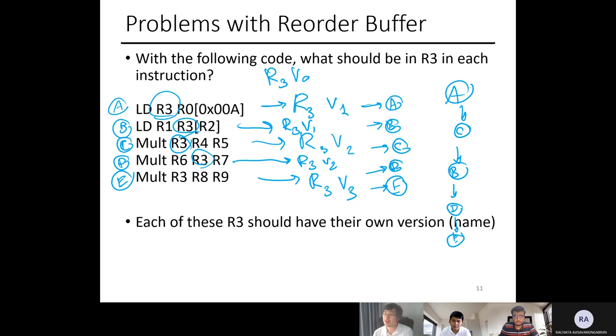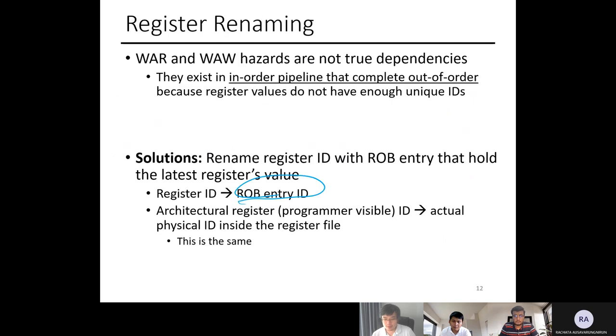So it means that R3 version 1 can be obtained from whatever instruction A is generating. R3 version 2 can be obtained from whatever instruction C is doing, right? So then we can rename the register ID with the reorder buffer entry ID. And the actual register, the one that the programmer sees, stays the same, I don't care, right? But if someone used R3 in your actual register ID, you need to make sure that it is not valid, because if someone in the future wants to use it, you can point to the reorder buffer entry that generated it.